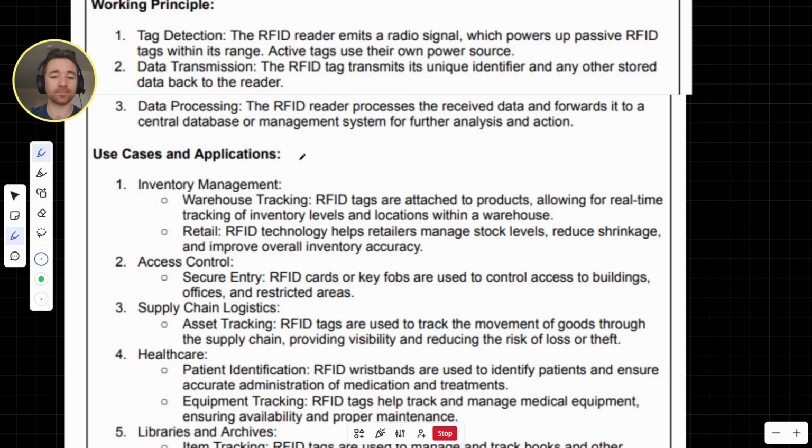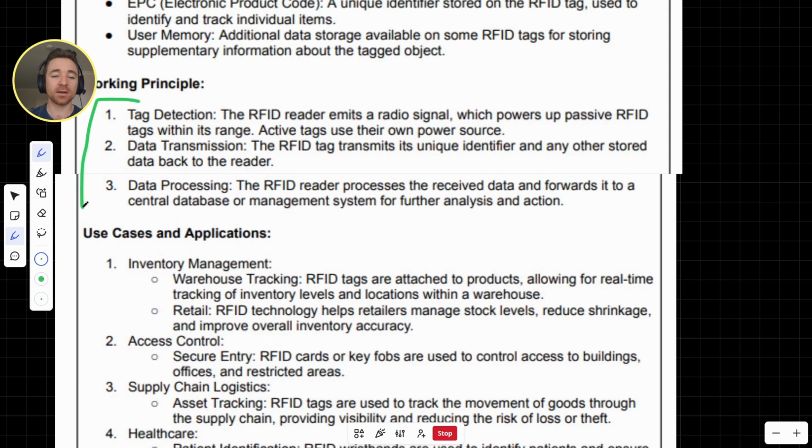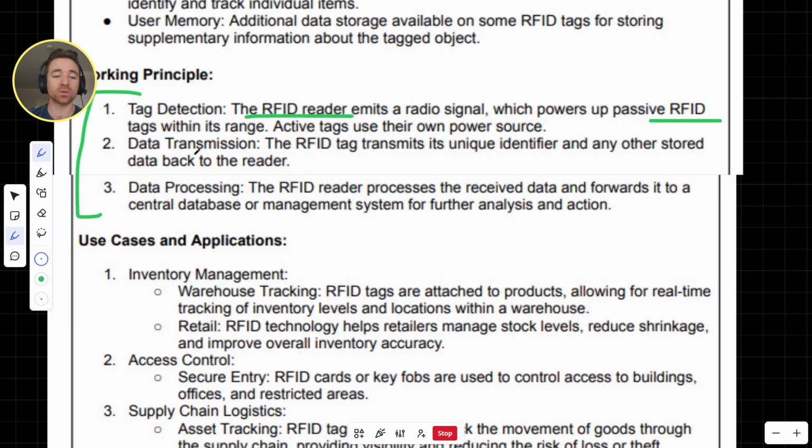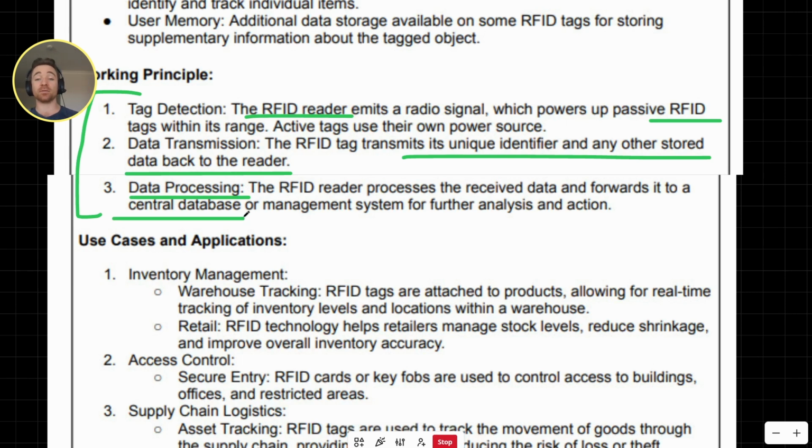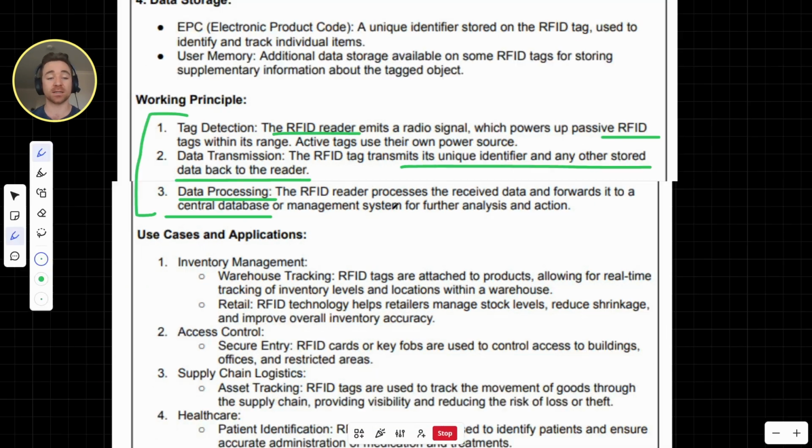A brief description of how it works. The RFID reader emits a radio signal which powers up a passive RFID tag within its range. Active tags can use their own power source. The RFID tag transmits its unique identifier and any other stored data back to the reader. So that might be like its inventory number, something to that effect. And then data processing takes place where the RFID reader processes the received data and forwards it to a central database. So that would update the database. Hey, I just scanned this piece of inventory. That's at this facility here, at this location. Can you put that in the system so we now know where this object is? Okay, things to that effect.